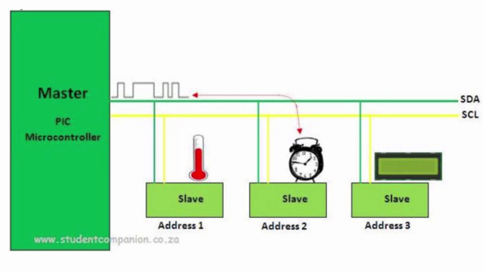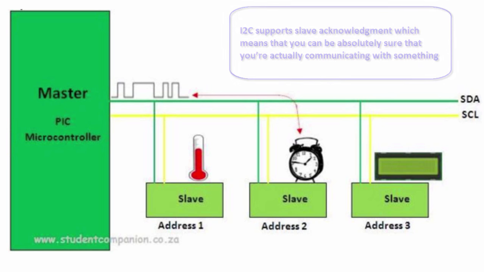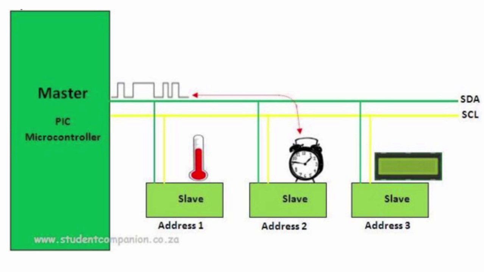The other advantage that we can note is that I2C supports slave acknowledgement, which means that you can be absolutely sure that you are actually communicating with something. Whenever you send something to the slave, the master is going to receive an acknowledgement. Unlike SPI, where a master can be sending data to nothing at all and has no way of finding out.